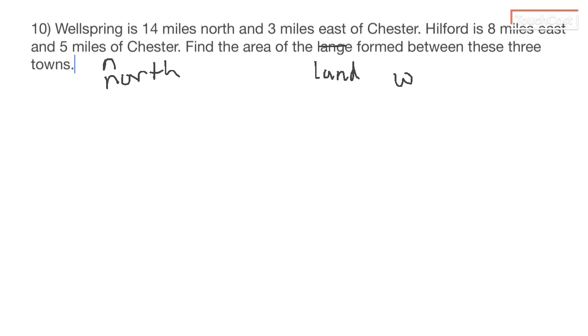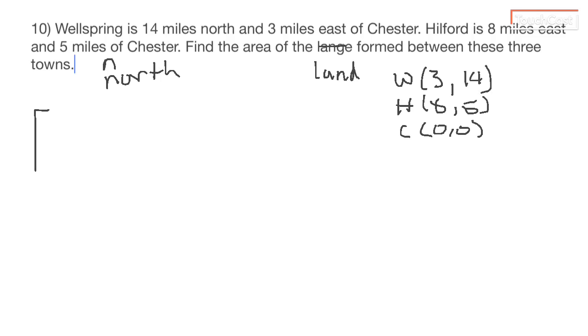vertex at Wellspring, which we'll call (3, 14), since east-west would be left-right. We've got Hilford, which would be (8, 5), and then we'll call Chester, since it's the direction to each of the other 2 towns, we'll just call Chester (0, 0). So if we set up the matrix, we're going to have 3, 14, 1, 8, 5, 1, and 0, 0, 1.